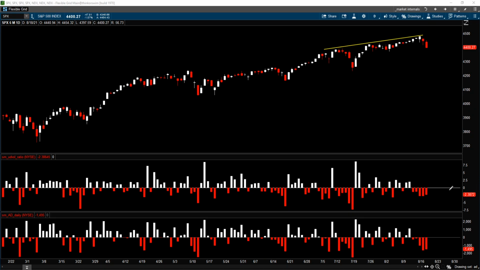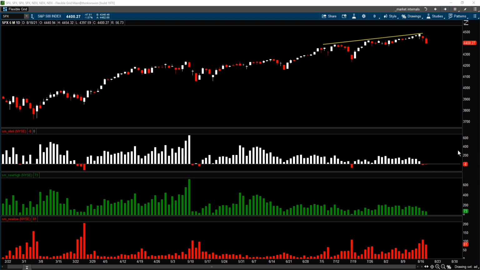And looking at the up-down volume ratio in the New York Stock Exchange, it is 2.38, more down volume than up volume today. For the advance decline, there were 1,495 more declining issues than advancing issues. And for the NYSE new high, new low, there were 8 more new 52-week lows than new 52-week highs: 73 new highs, 81 new lows.